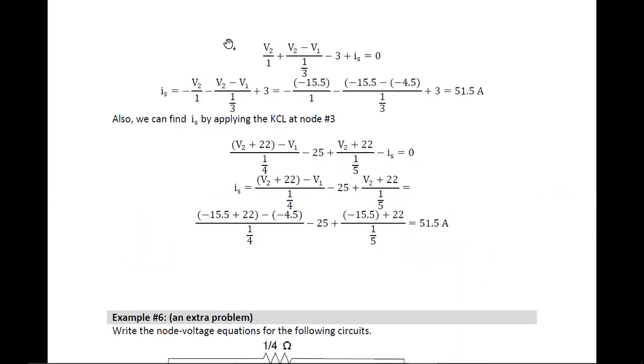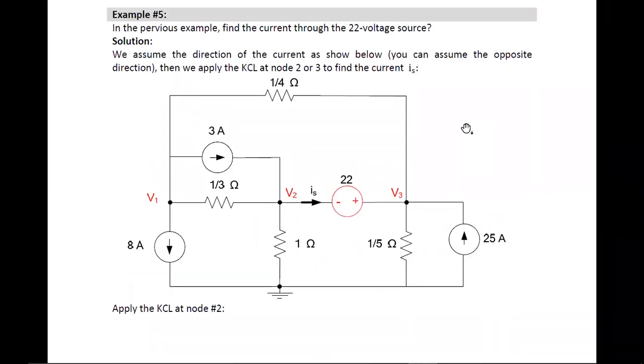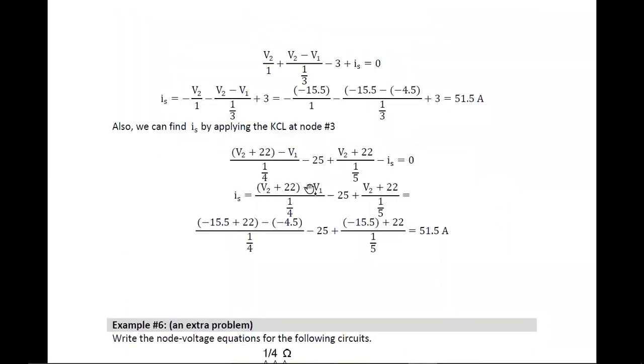Then here I already know the V2 and V1 values. If you substitute this V2 and V1, which you already got in our previous problem, V2 is minus 15.5 and V1 is minus 4.5, into this equation, you will get IS. IS is 15.5. Or if you want to apply it at node 3 also, you will get the same answer. But there you will have a lengthy equation compared to this V2.